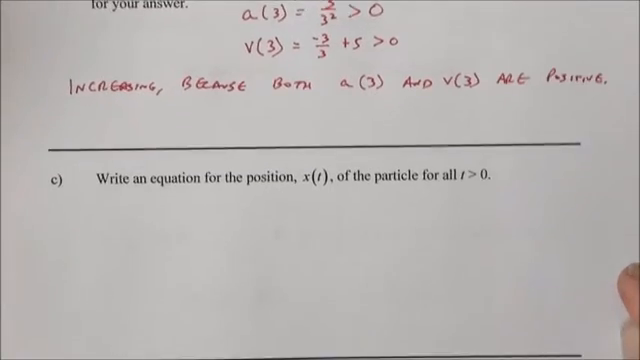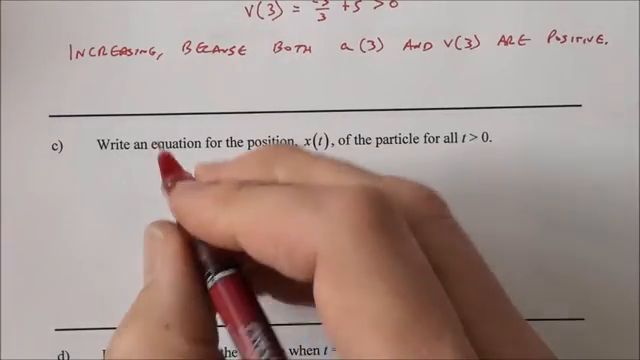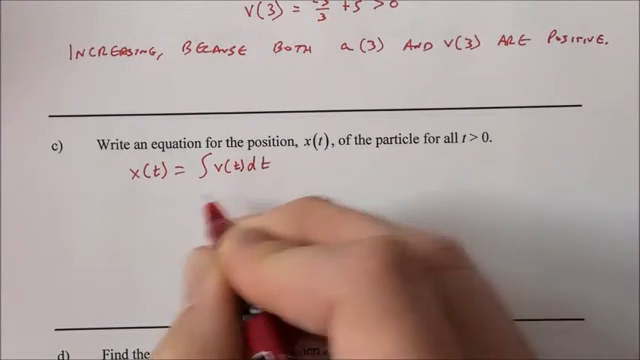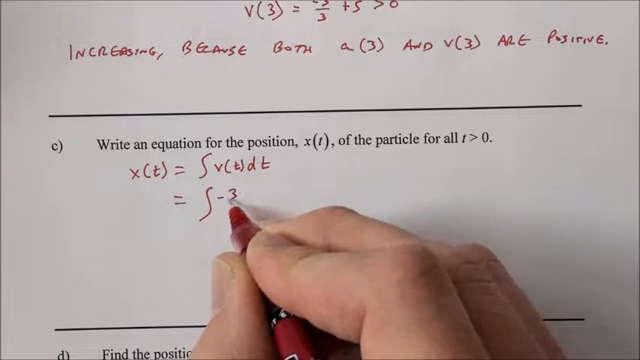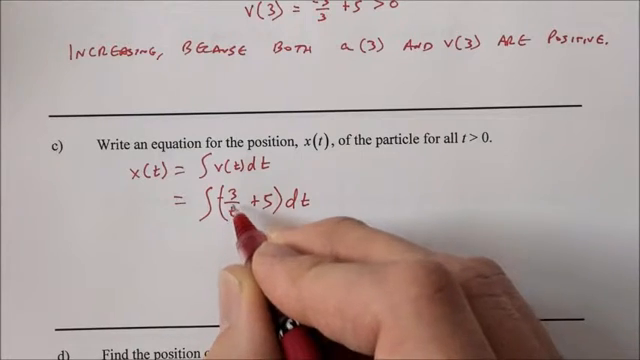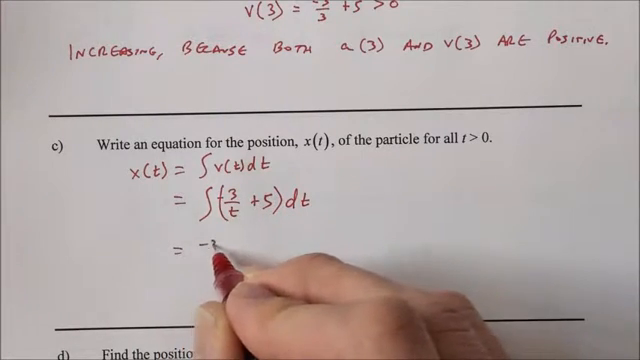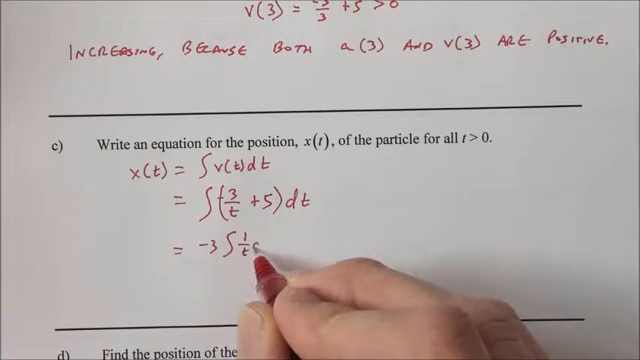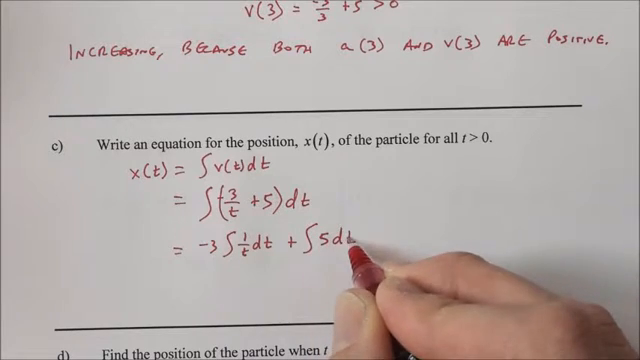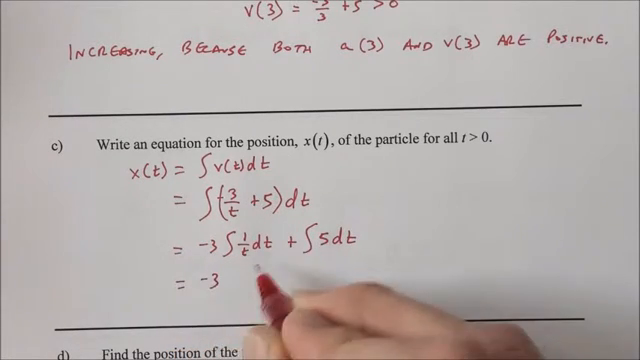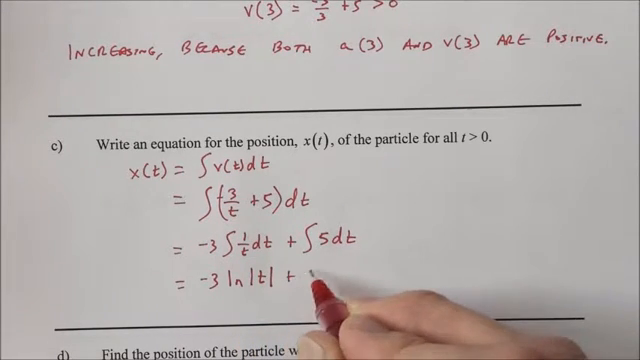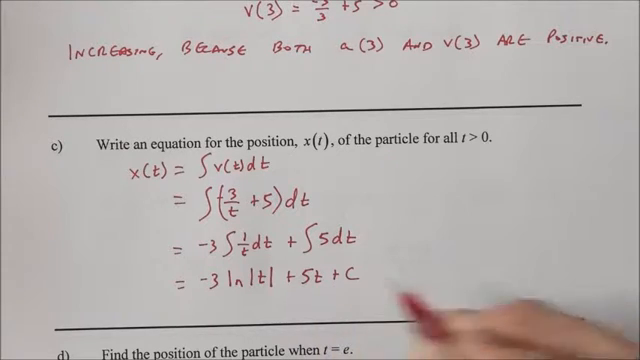All right, so moving up, now we need an equation for position. All right, well, position, x of t, that's going to be the antiderivative of v of t dt. So that's the antiderivative of negative 3 over t plus 5 dt. All right, so we're seeing a little natural log happening here. We have negative 3 out front, and then we have 1 over t dt. And then 5 is just a nice constant, so we're looking at negative 3. This is going to become the natural log of the absolute value of t. 5 turns into 5t, and then we have our plus c at the end.